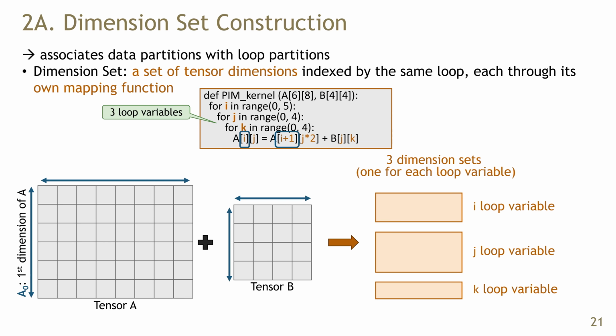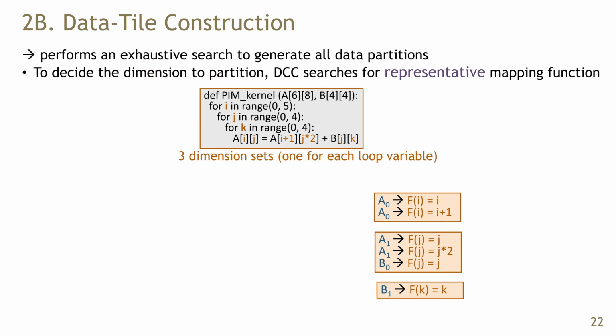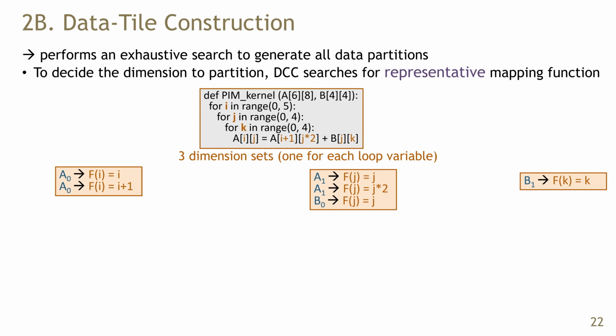For example, with the loop variable I, here are 2 tensor indices of the dimension A0. So the first dimension set includes 2 mapping functions corresponding to the indices of A0. Similarly, we associate all tensor dimensions with related loop variable using the corresponding mapping functions. Then, DCC performs an exhaustive search to generate all data partitions for each dimension set.